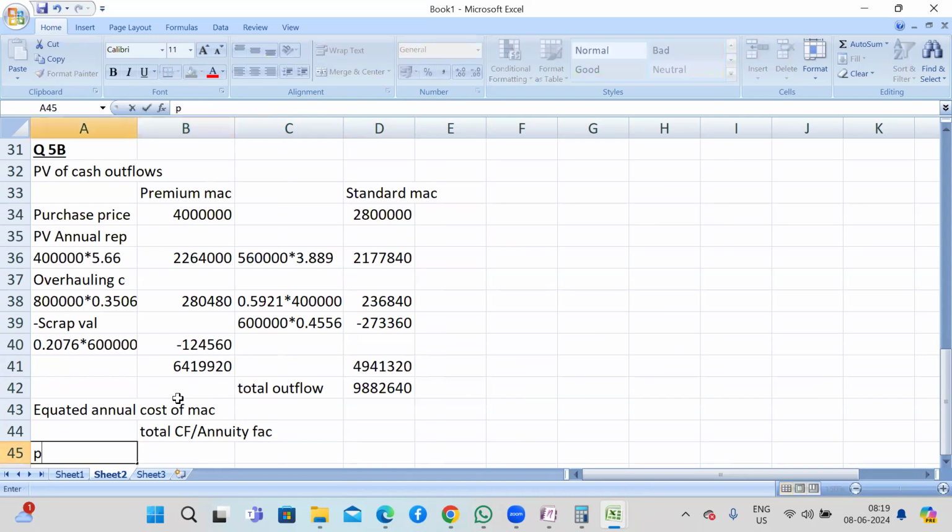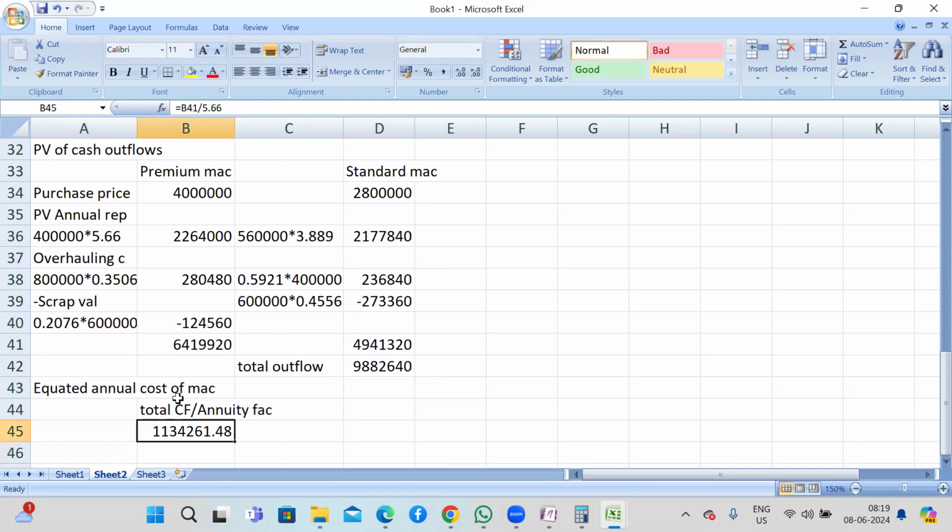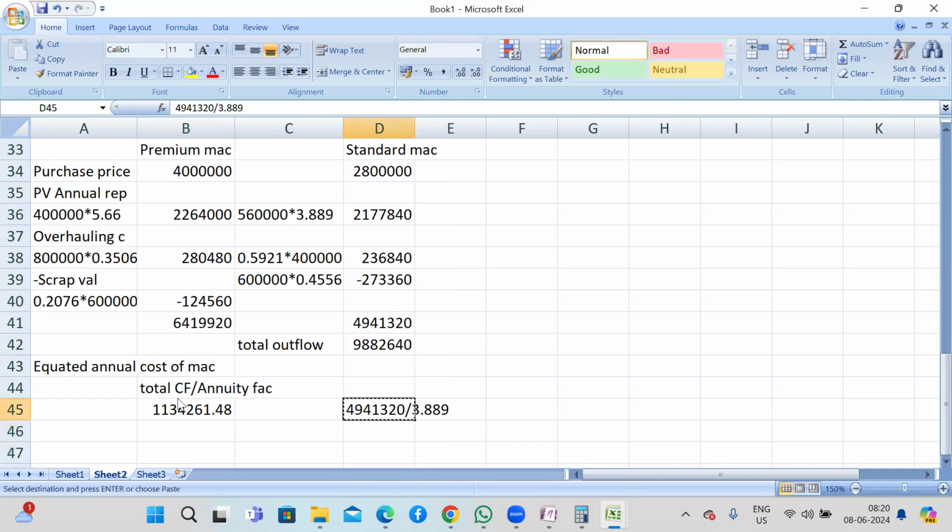So for the premium machine, that is 64 lakh 19,920 divided by my annuity factor for all the 12 years, that is 5.66, right? So I will be getting 11 lakh 34,261. Here it will be for 6 years, that is 49 lakh 41,320 divided by 3.889. That means I will be having 12 lakh 70,000 as my outflow.